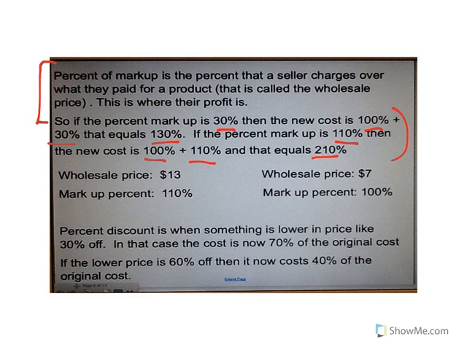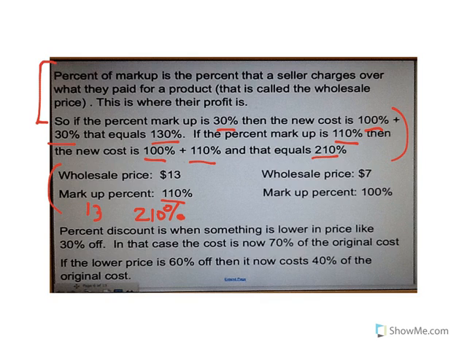So what I want to look at here is this. The wholesale price of something is $13. If that's the case, and the markup percent is 110%, it's going to be the original amount, and then 100% is the original cost, but then you have this 110% on top of that. So the total new price is going to be 210% of that original price.